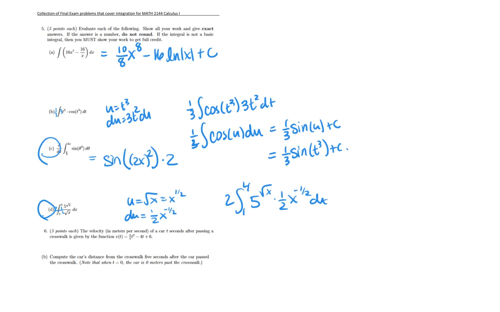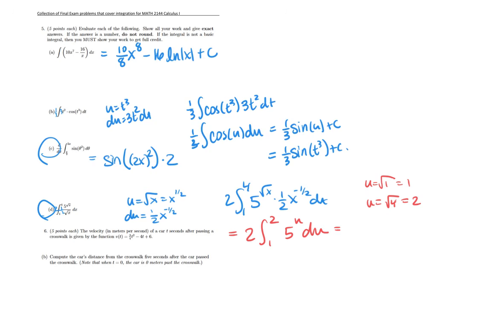So now I'm ready to do my u substitution. So it'll be 2 integral of 5 to the u du. And when x equals 1, u equals 1. And when x equals 4, u equals square root of 4, which is just 2.